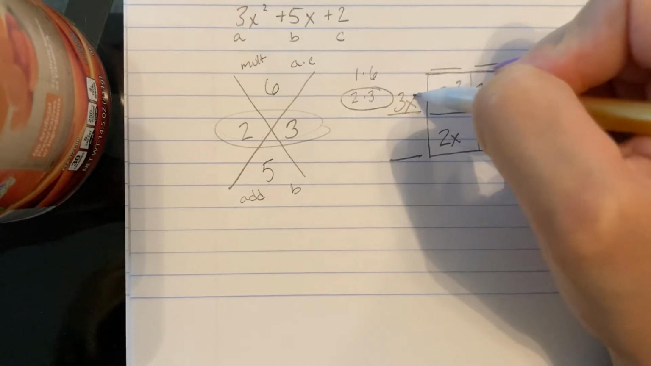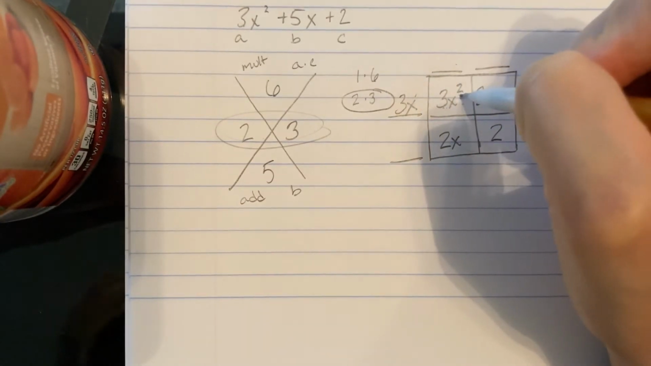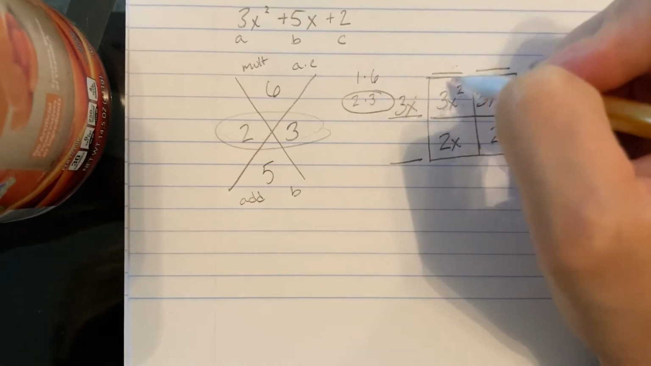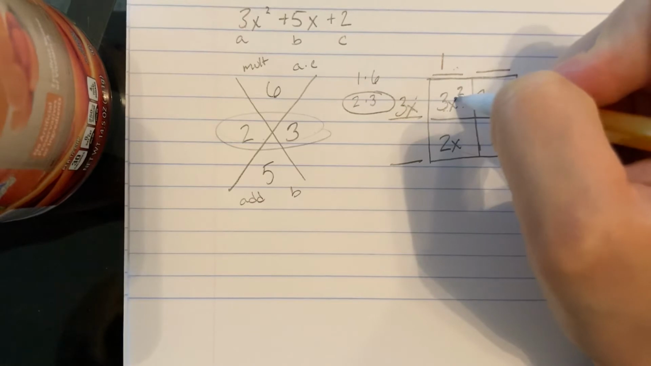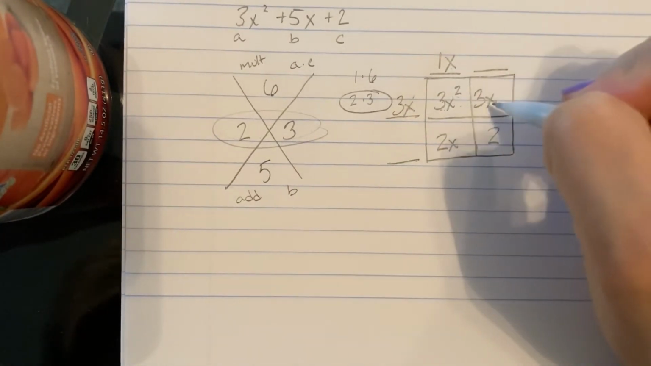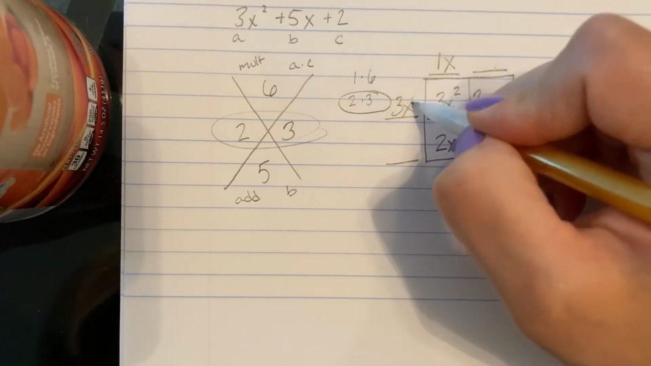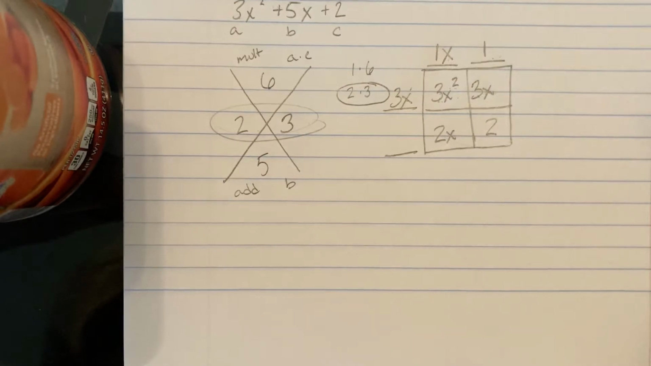Now I know that this spot times this spot has to equal 3x squared. So 3 times what gives you 3? That would be a 1. And x times what gives you x squared? You would need another x here. Now I can use that same idea to figure out what goes here. 3x times what equals 3x? So that would be 1.